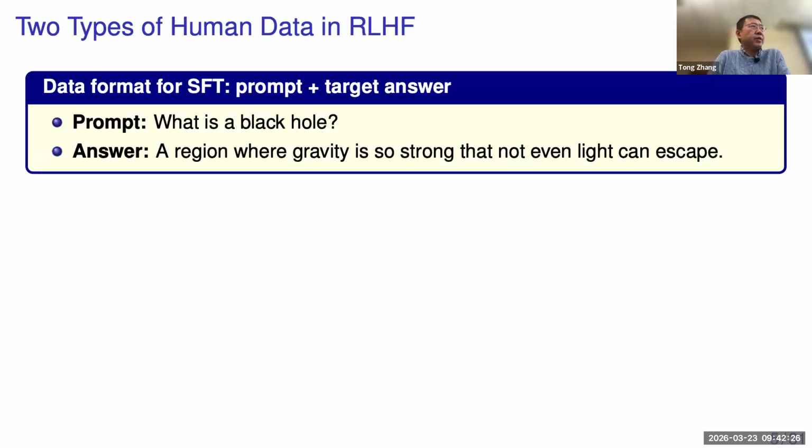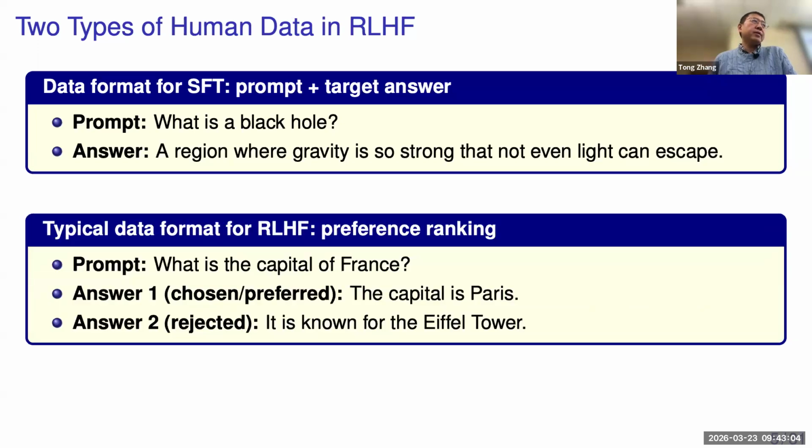Here are the two types of human data in RLHF. The first is SFT, which we already talked about in the instruction tuning lecture. We talked about the SFT formulation: you have a prompt and you have an answer, and the answer just continues writing from the prompt. Essentially, you put them together. This gives you the instruction following ability. This is question answering, and you can do it this way as well.